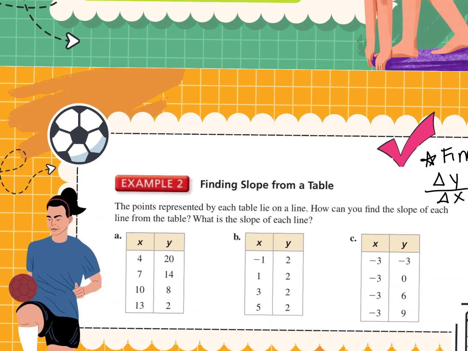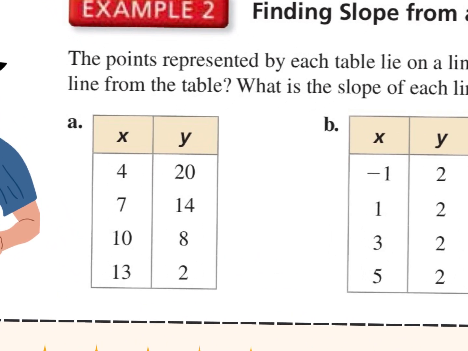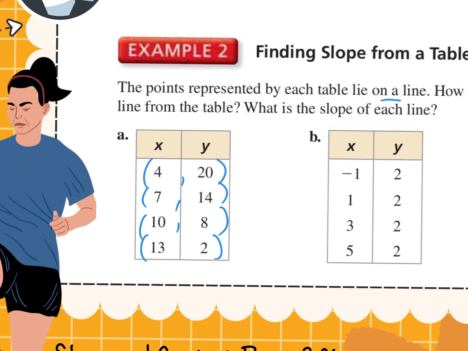All right, so what if you were given a table and it asked you to find the slope? Now, I'm telling you right now that these numbers in this table are creating what we call ordered pairs, right? All of these are ordered pairs. And if you read the directions, it tells you that all of these points lie on a line. If they all lie on a line, that means they are forming a line. What kind of function forms a line? A linear function. So they're telling you that all of these tables are linear tables, or tables that represent linear functions.